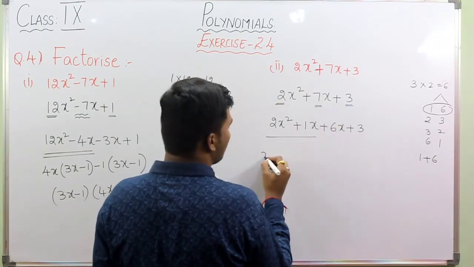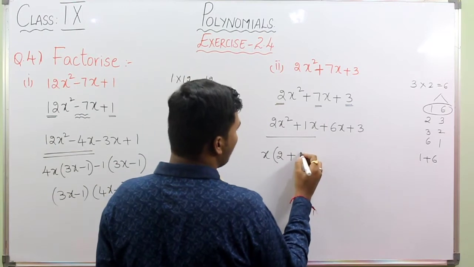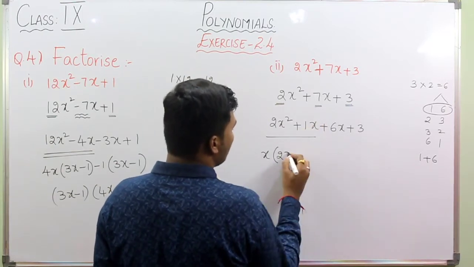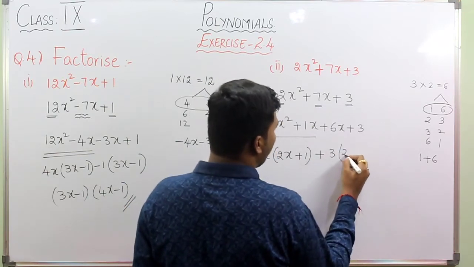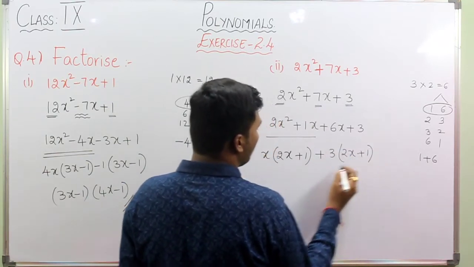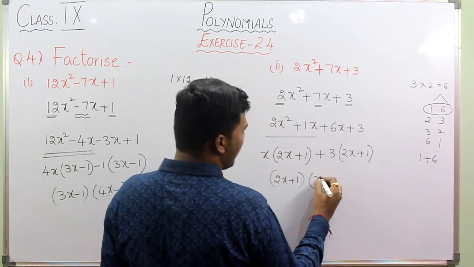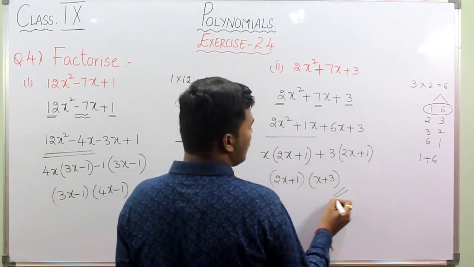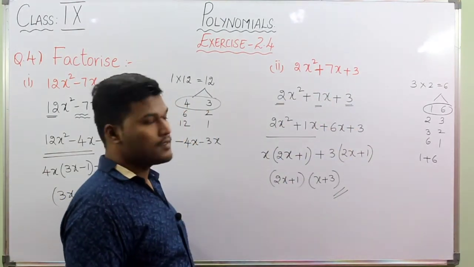So now from the first two terms I am taking x common. Then I will be having 2x plus 1. And from the last two I am taking 3 common. Then I will be having 2x plus 1. Now the common term is 2x plus 1 into x plus 3. So therefore these two are the factors of 2x square plus 7x plus 3.